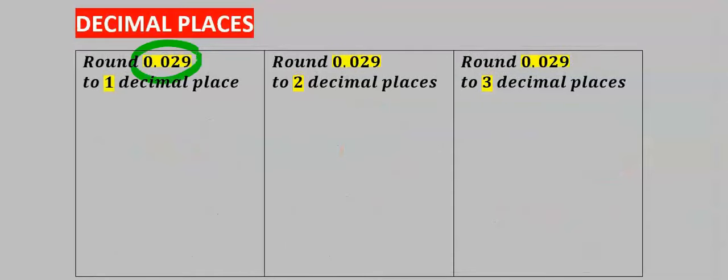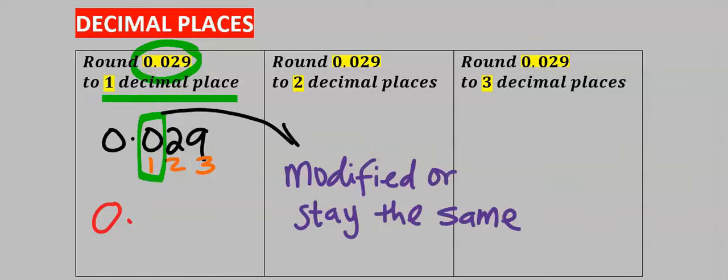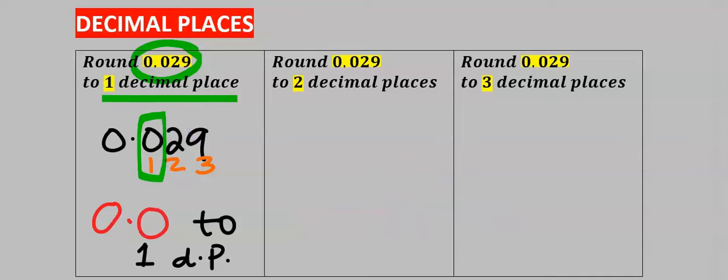Next, consider 0.029 to 1 decimal place. The number before the decimal is not our problem. The first number after the decimal is 0. Hence, this 0 will either be modified or it will stay the same. 2 cannot modify 0. Hence, 0 will just return. 0.0 to 1 decimal place.